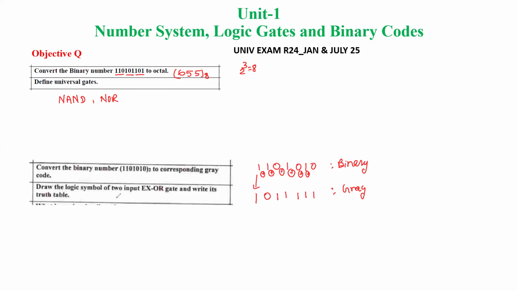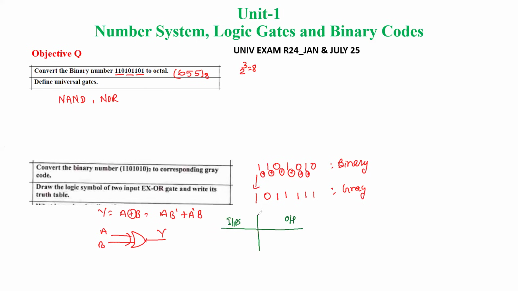Next we have draw the logic symbol for 2 input XOR gate and write its truth table. So for the XOR gate, you know that the XOR gate expression we write as A XOR B. Okay, or this is also written as A B dash plus A dash B. So the symbol of the XOR gate is like this. So here we have two inputs. One input is A, another is B, and output is Y.